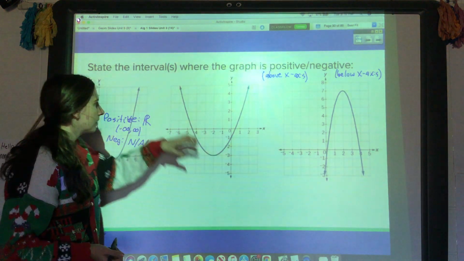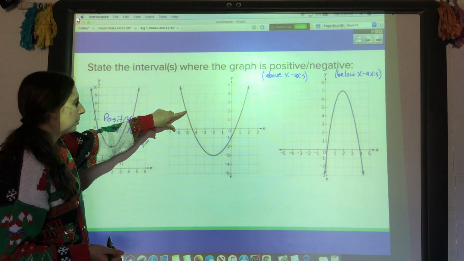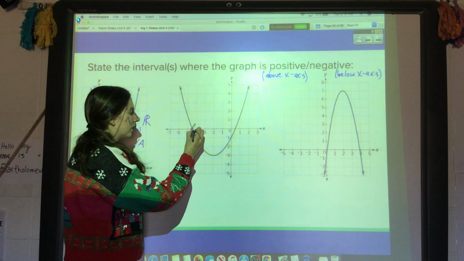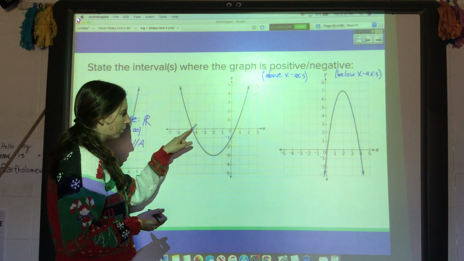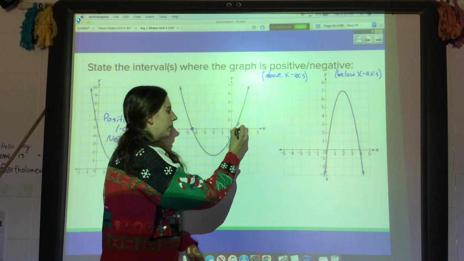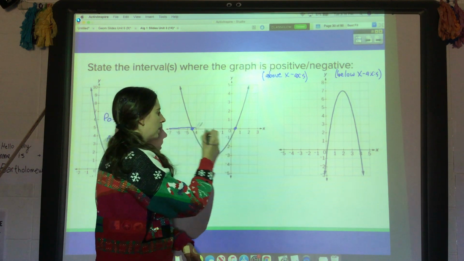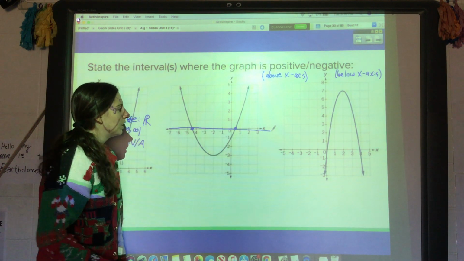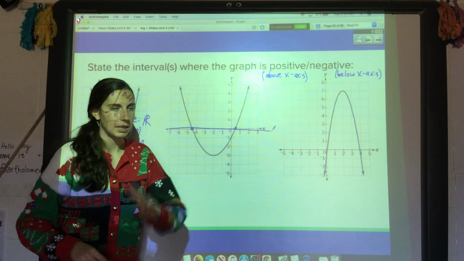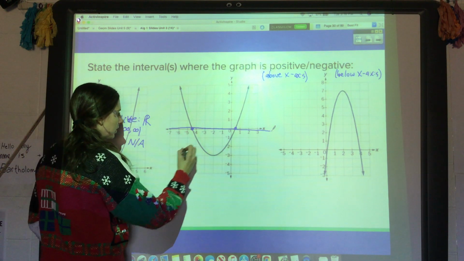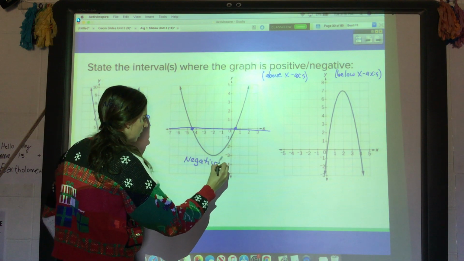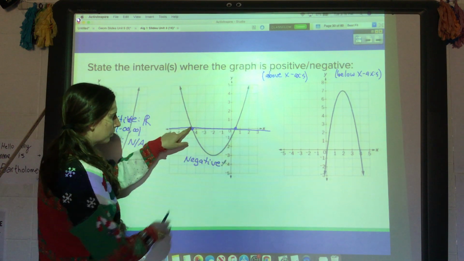This one, it starts off positive, positive, positive. It's above the x-axis until here. That's when we go below ground, we're below the x-axis until here. Like imagine this is the ground. So it's positive, negative, positive. There's actually 3 separate intervals here. Let's start with this negative part. So it's negative from here to here.